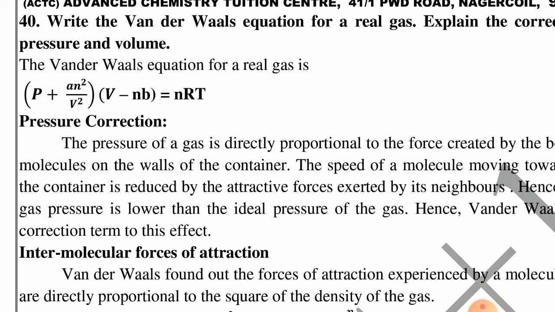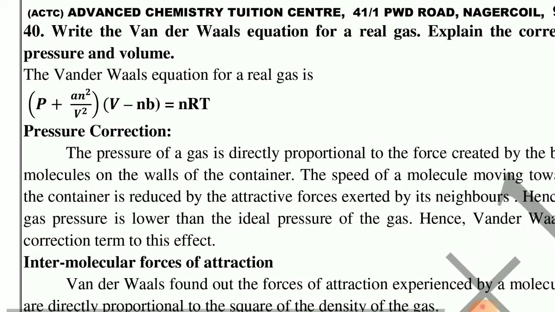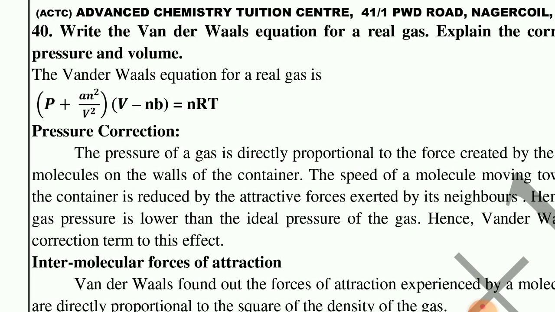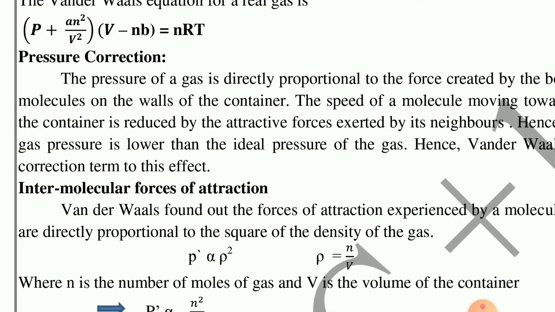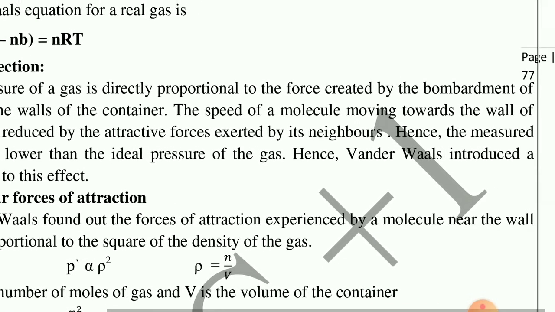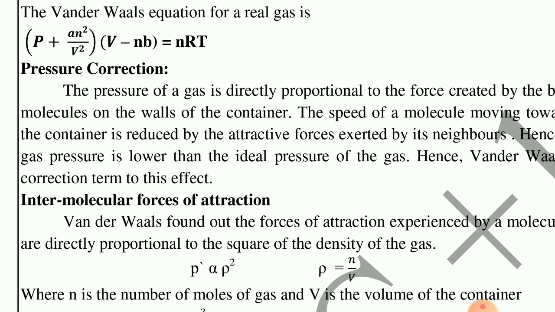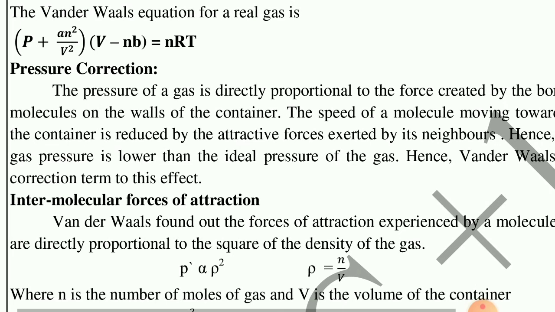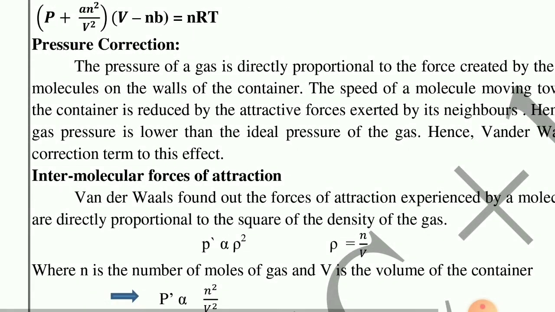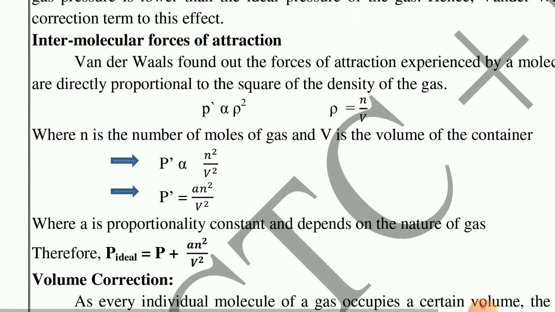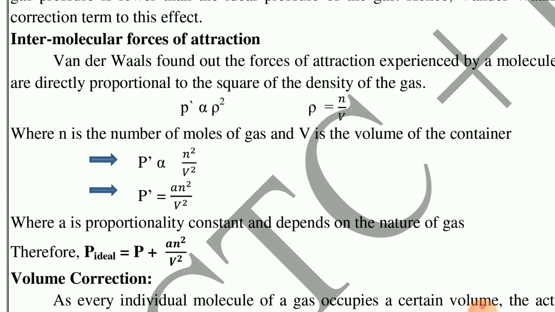Okay. The next question, write the van der Waals equation for real gas. Explain the correction term for pressure and volume. So this is the van der Waals equation. The pressure correction term: the pressure of the gas is directly proportional to the force created by the bombardment of molecules on the walls of the container. The speed of the molecules moving towards the container is reduced by the attractive force of the neighbors. So the gas pressure is lower than the ideal pressure of the gas. So van der Waals introduced correction terms for this effect. The intermolecular force of attraction, that is the van der Waals force of attraction, is directly proportional to the square of the density of the gas.